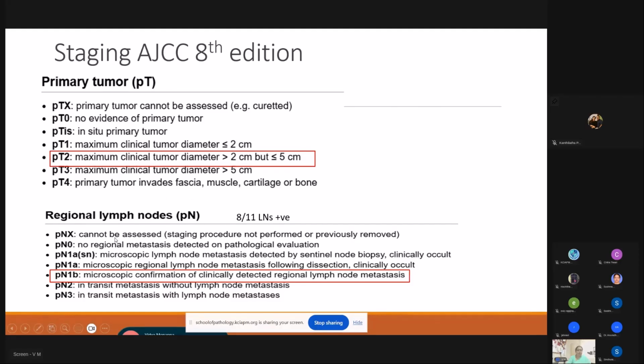Regional lymph nodes also, there are certain differences here. Microscopic regional lymph node metastasis following dissection, when it is clinically occult, becomes N1a, and N1b is microscopic confirmation of clinically detected regional lymph node metastasis. This was what was seen in our case, because even clinically it was suspected. Almost 8 out of 11 lymph nodes showed metastatic deposits. Okay, that completes. So what is the take-home message here?